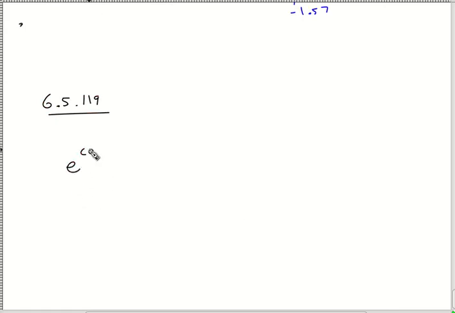Okay, here we go. E to the cosine of x is equal to 2.2. Solve for x.